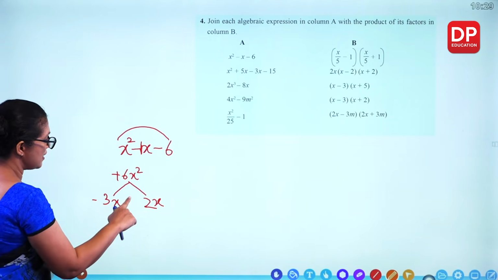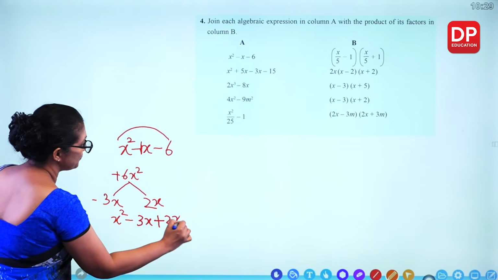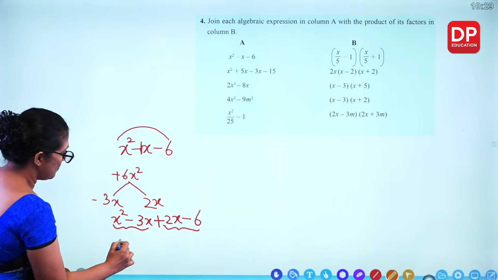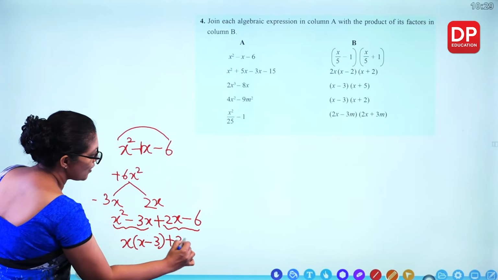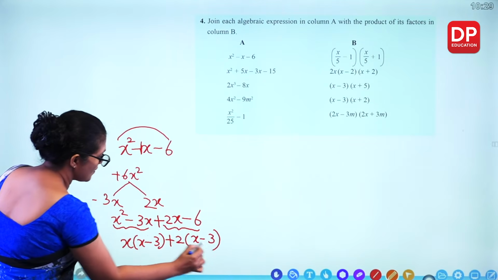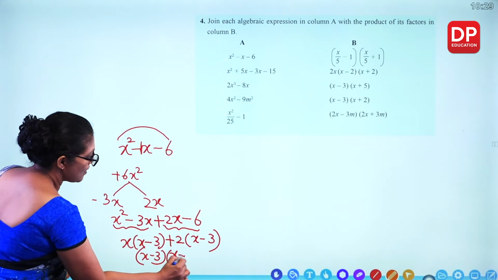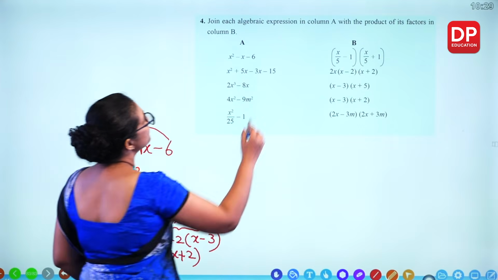So I can split the middle term into minus 3x and plus 2x. And take 2 at a time. Taking x out gives x minus 3. When you take plus 2 out, that's x minus 3. So x minus 3 is common. The other factor is x plus 2. So x minus 3 and x plus 2. This one.